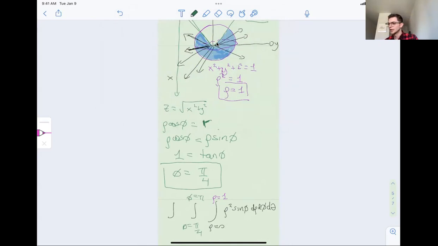And lastly, theta is just how much you're moving, how many quadrants, how many angles in theta the region occupies. It still goes from 0 to 2 pi, right? Because you still have to do a full revolution to get to all of the region. So theta still goes from 0 to 2 pi.